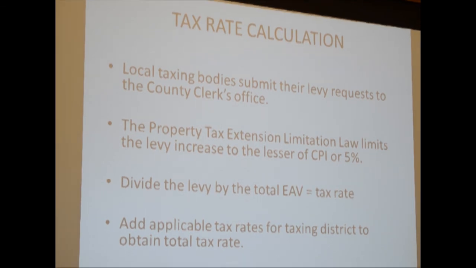So how do they come up with a tax rate? Local taxing bodies submit their levy requests to the county clerk's office. That means the libraries, the schools, the fire protection district, all those different taxing bodies, there are some special areas, some special assessment levels. They submit their levy requests. That means what do they want to spend for the next year?